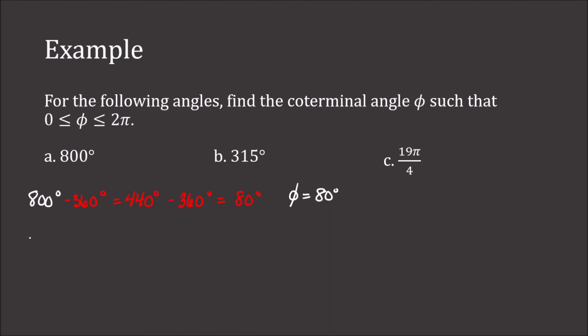Right, so 315 degrees. Now, that is already between 0 and 360, so that would be our coterminal angle. So our coterminal angle in this case happens to be the same.